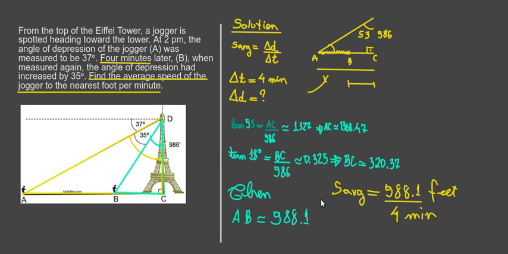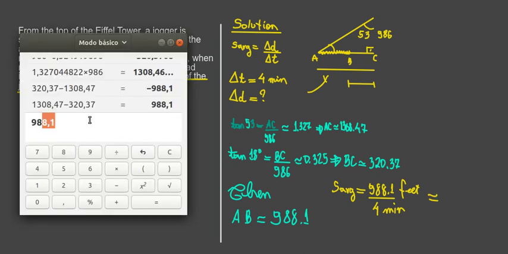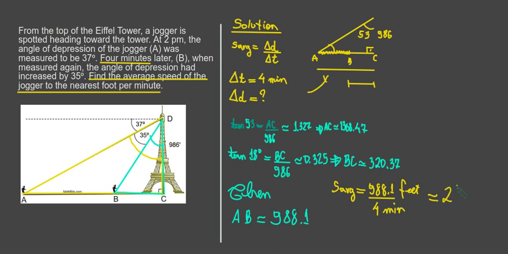So let's do this. Taking our calculator, this value divided by 4 is approximately 247. 247 feet per minute, which is the answer for this problem, to the nearest foot per minute.